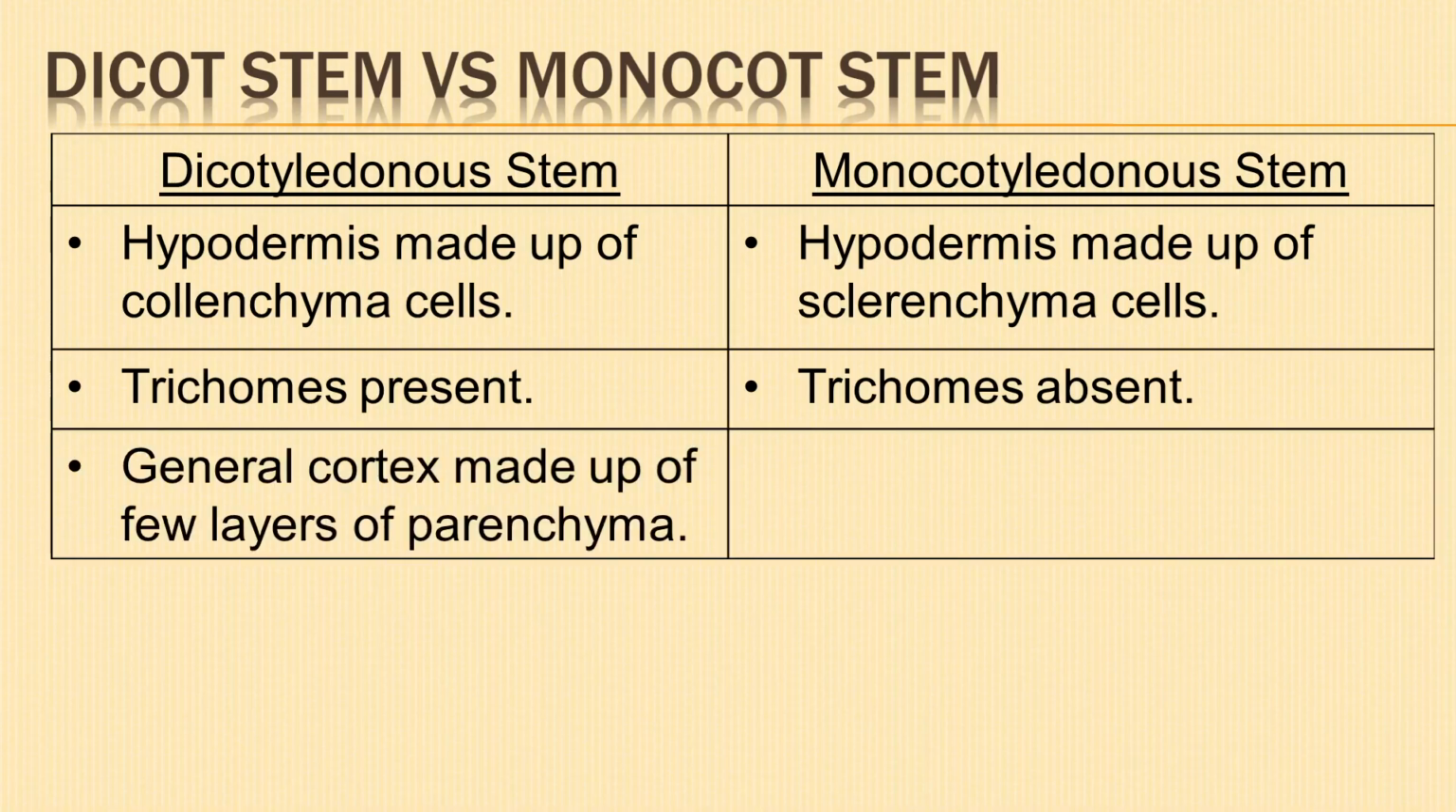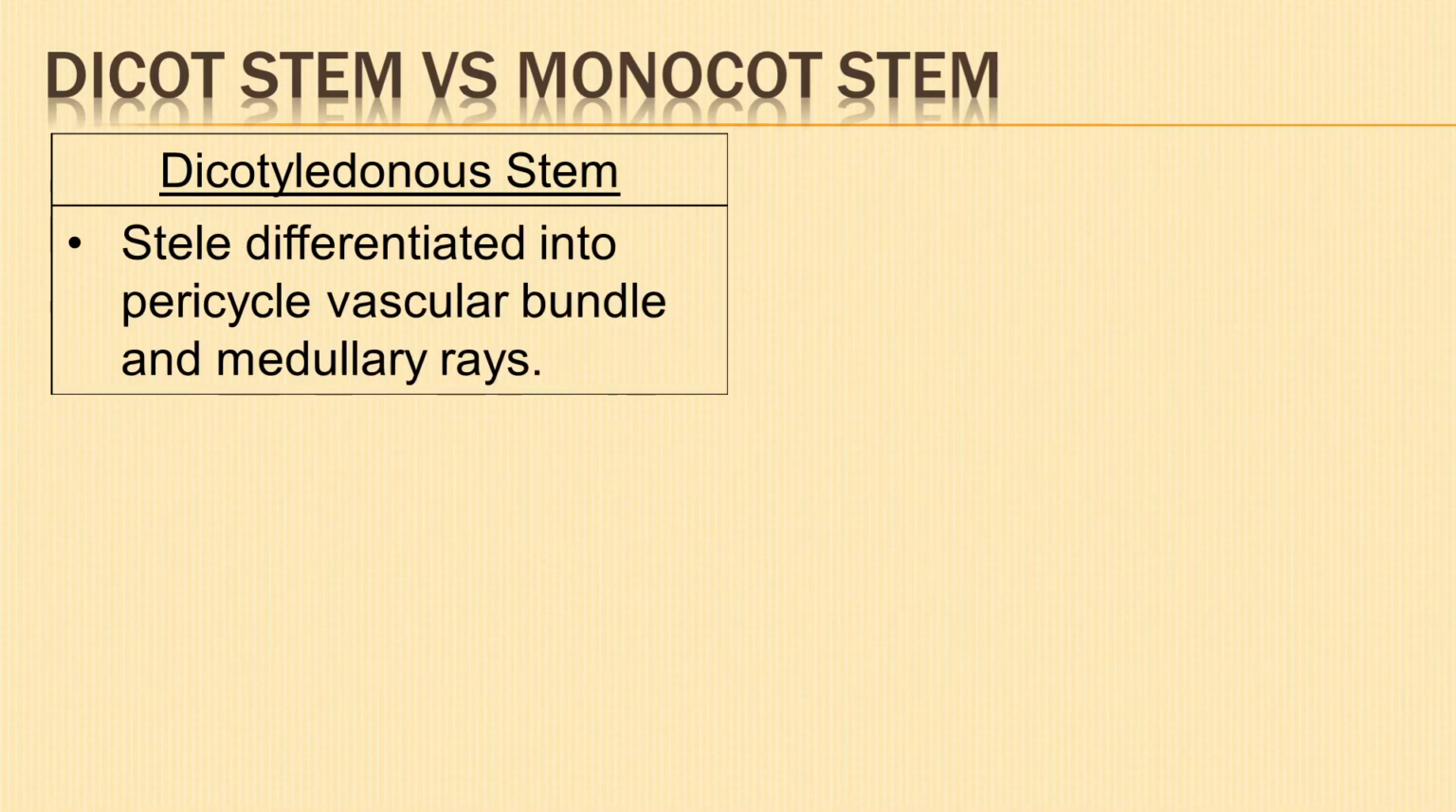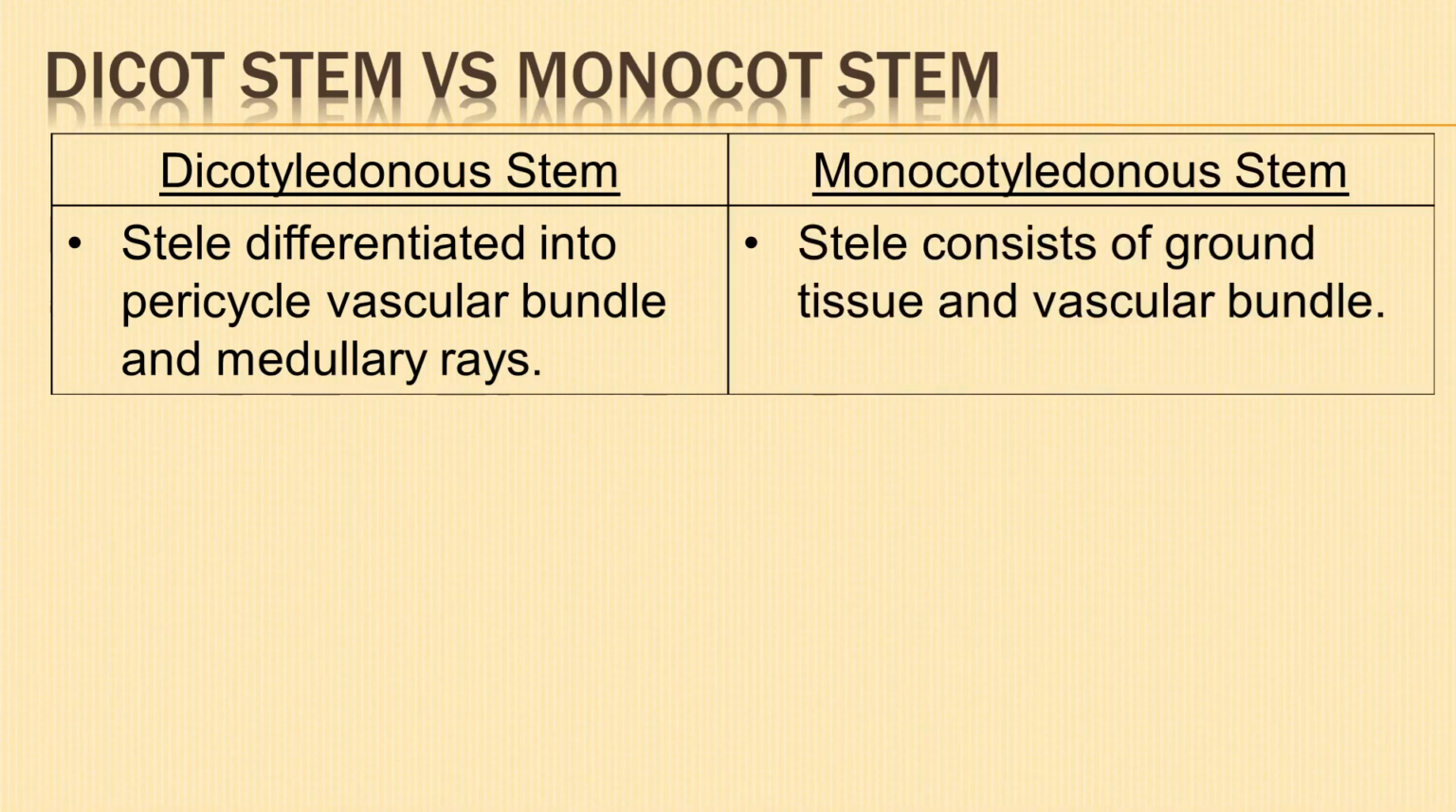In dicot stem, the general cortex is made up of few layers of parenchyma. In monocot stem, general cortex is a continuous mass of parenchyma extending from the sclerenchyma to the center. Stele in dicot stem is differentiated into pericycle, vascular bundle, and medullary rays. Stele in monocot stem consists of ground tissue and vascular bundle.